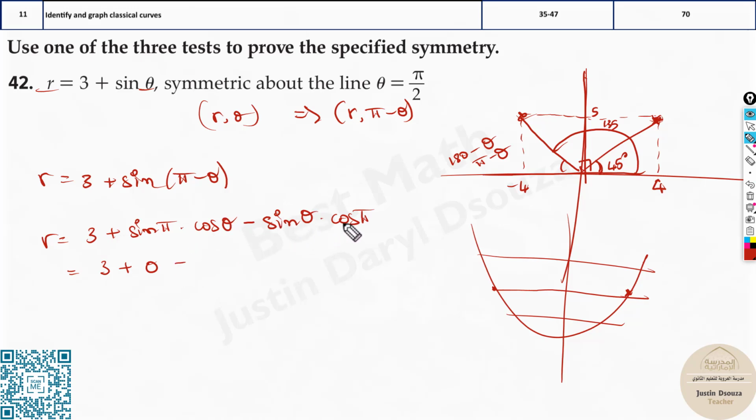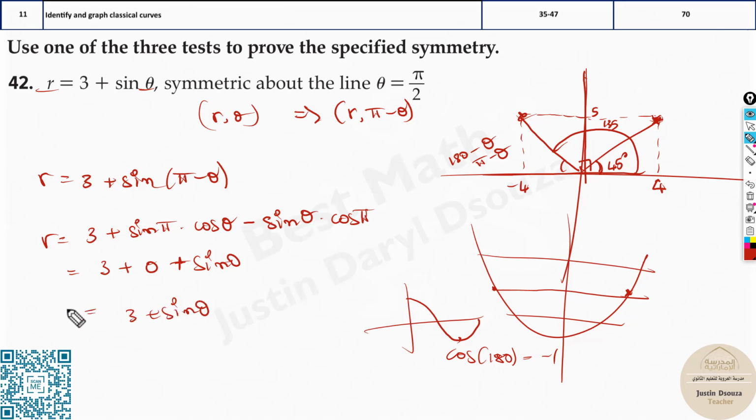Minus. What about sine theta cos pi? Cos pi is 180 degrees. It starts with 1 and it becomes minus 1. Why? Because cosine 180, if you just put it in the calculator or you put pi, it'll be minus 1, isn't it? The graph starts from here. So this is minus 1. So now what happens is we have minus 1 multiplied by minus, it'll become plus sine theta. So it'll be 3 plus sine theta, that is equal to r.